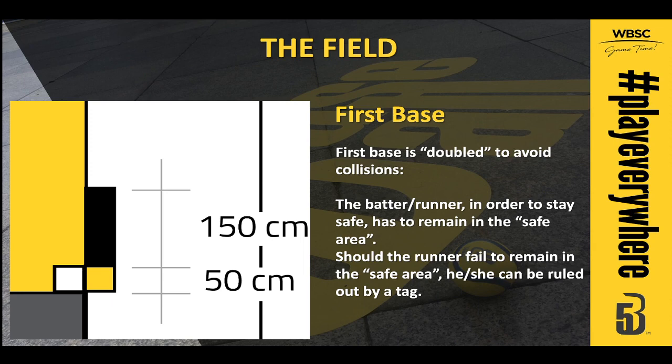If the runner fails to remain in the safe area, then a first baseman can tag the runner and actually record an out, even though they might have initially been ruled safe.